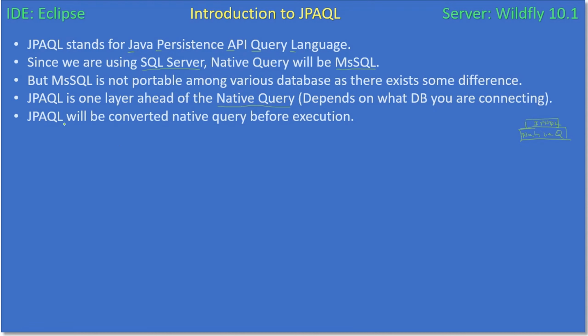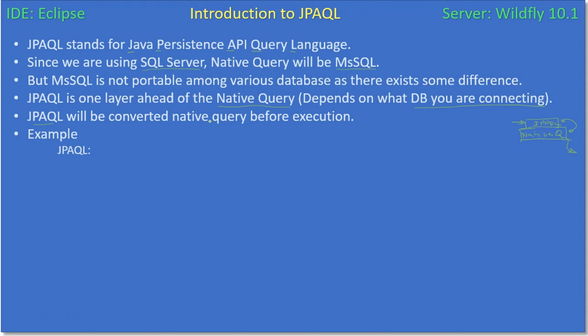JPA-QL will be converted to native query before execution. That means we write something in JPA-QL. Here we will place our query, still a string, just like how you form your native query. The same way you will form a JPA-QL, and during the execution the underlying database understands the native query, right? That means here the conversion takes place. JPA-QL will be converted to the native query. That depends on what DB we are connecting. So JPA-QL will be converted to native query before execution.